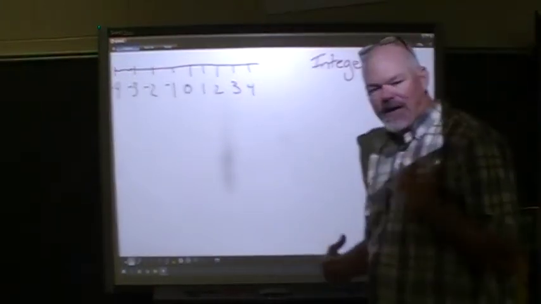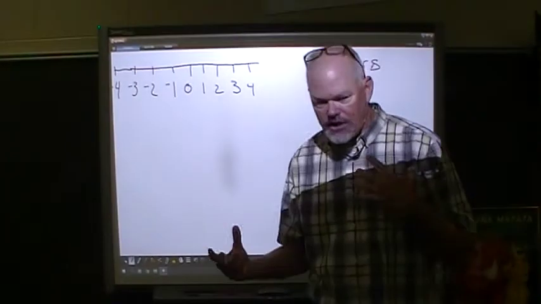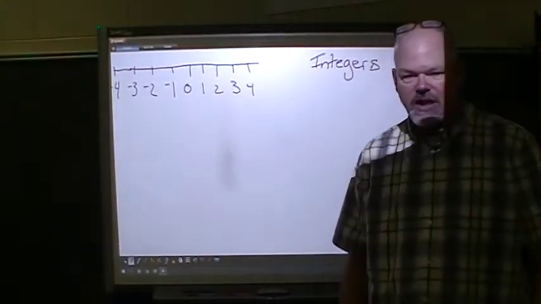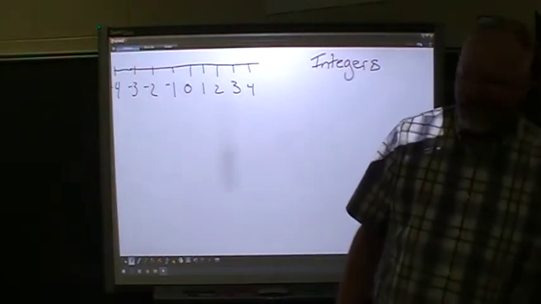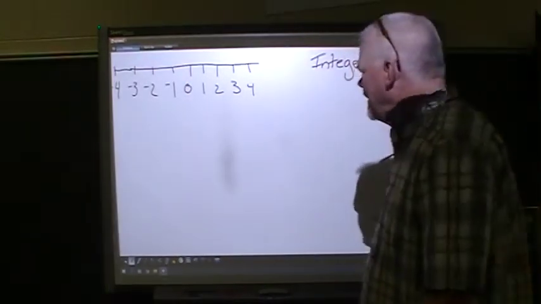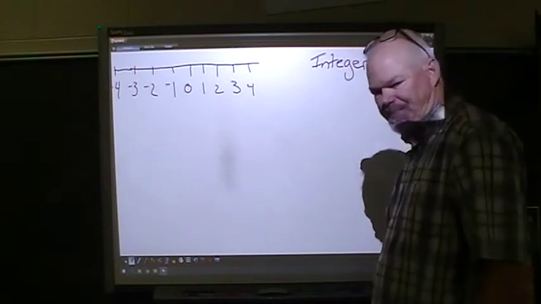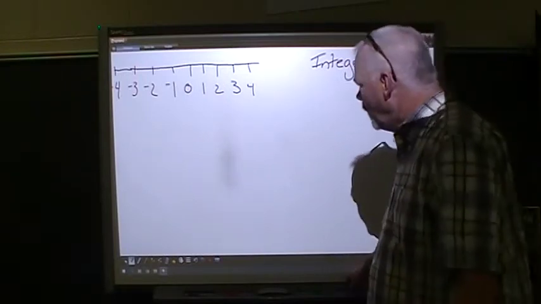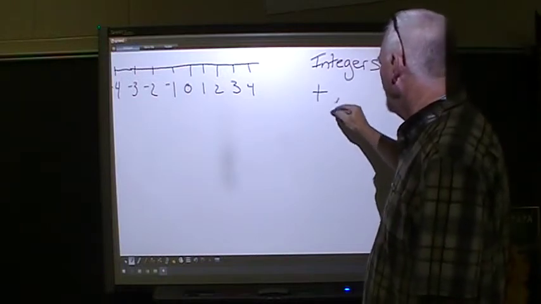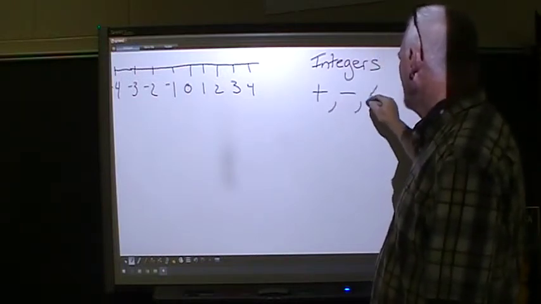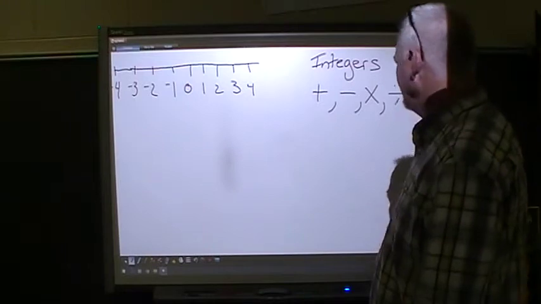So in math, you got to think of yourself as a surgeon, and a surgeon can do operations. You know, we got brain surgeons, we got foot doctors, we got doctors that take out your appendix, your tonsils. As math doctors, we can do 4 basic things with these numbers. We can add, we can subtract, we can multiply, and we can divide.